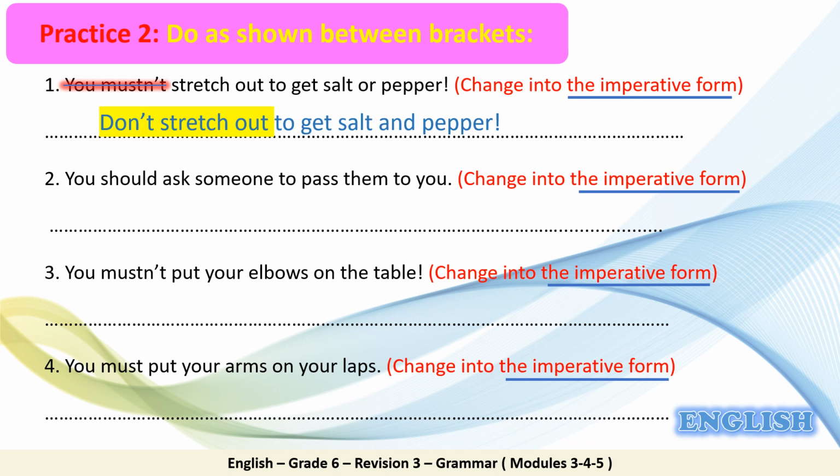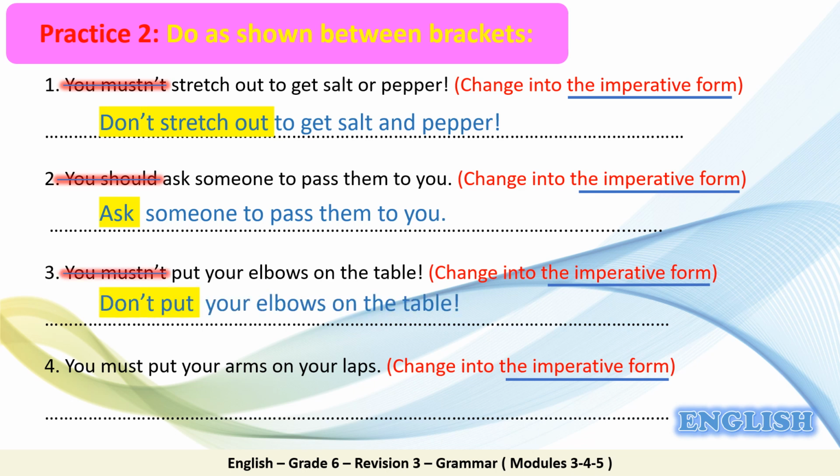Very good. You should ask someone to pass them to you. Yes, ask someone to pass them to you. We start with the verb ask, without any subject and without the modal should. Anyone for sentence 3? Excellent. You mustn't put your elbows on the table becomes don't put your elbows on the table. Sentence number 4. You must put your arms on your laps. Anyone to do it? Great. Put your arms on your laps.